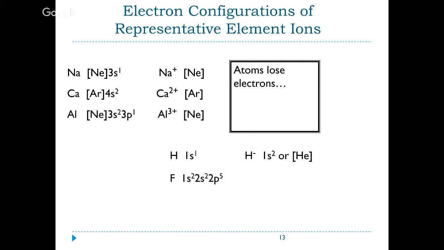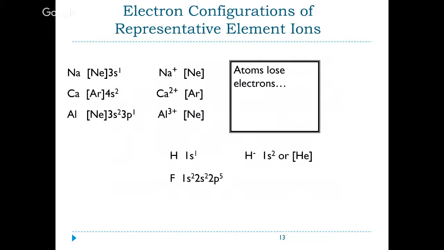So if we're adding electrons, if hydrogen becomes the hydride ion, we go from a 1s1 to a 1s2, which becomes the electron configuration of helium. Now keep in mind when we're talking about this, we're not saying that sodium plus is the same as neon. It's not. It's just isoelectronic. It has the same number of electrons, but we're not turning an atom into a new atom.